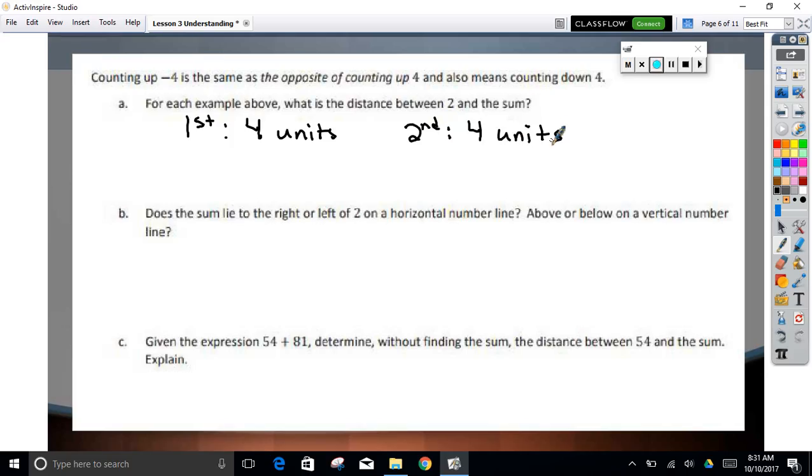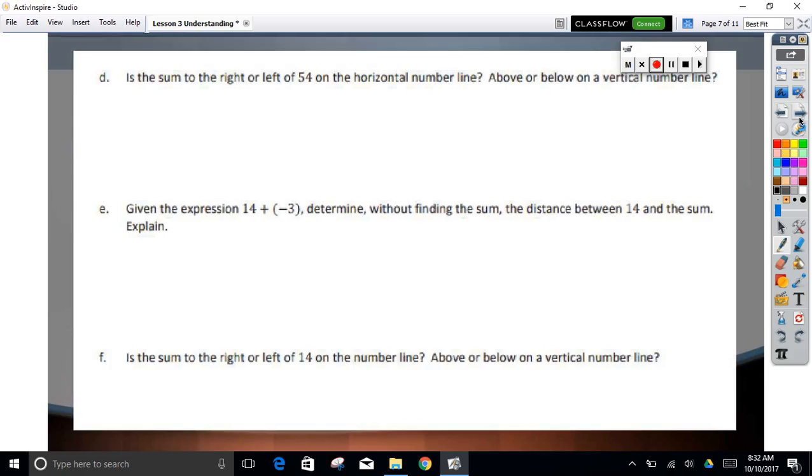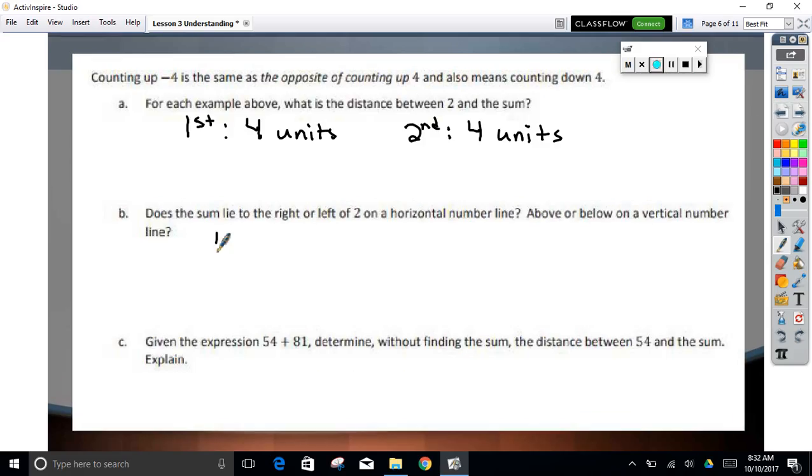Does the sum lie to the right or left of 2 on a horizontal number line? So look at the first example. Does the sum lie to the right or left of 2? The right. To the right. How about in the second example? Let's do both of these while we have it there. Is it to the right or left of 2? So the first example, it lies to the right, and on a vertical number line, it would be up. In the second example, it lies to the left, which would be below on a vertical number line.